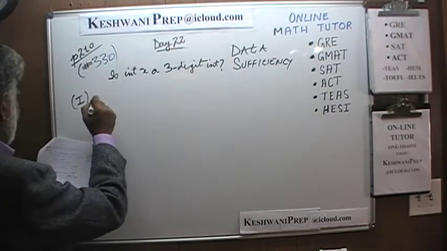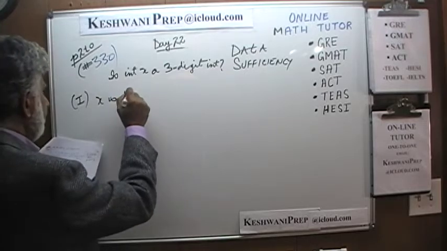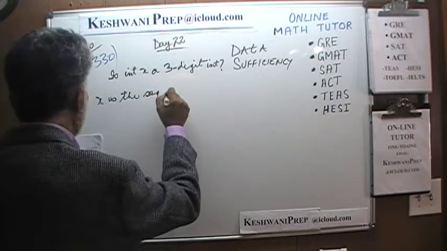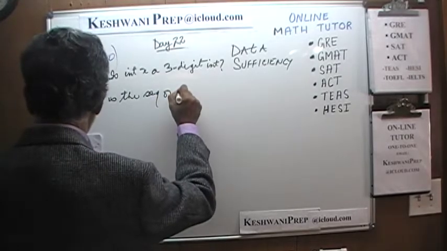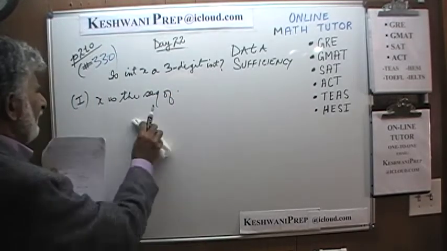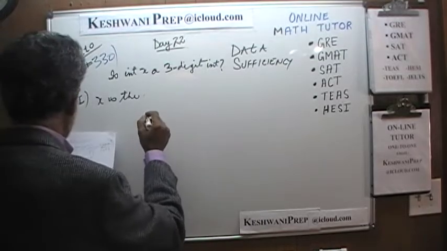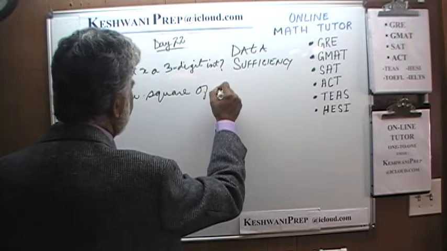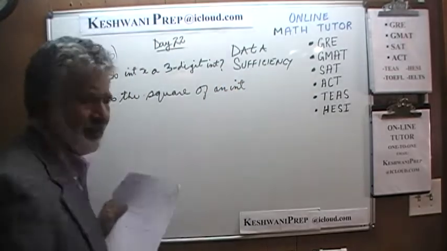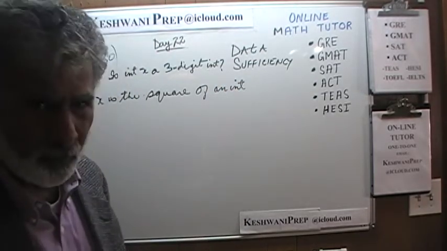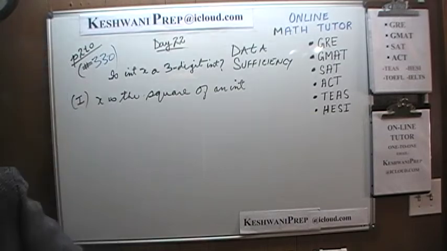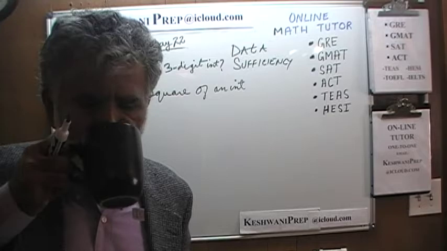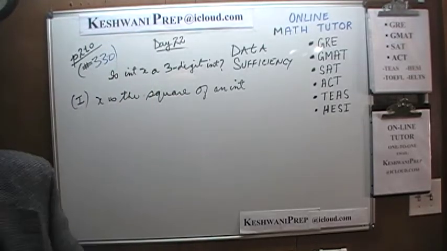It says x is the sequence of an integer. Not sequence, what the hell? x is the square of an integer. What I said a little while ago makes absolutely no sense. Just ignore it. Do you understand? Just ignore it. Every once in a while I go cuckoo.